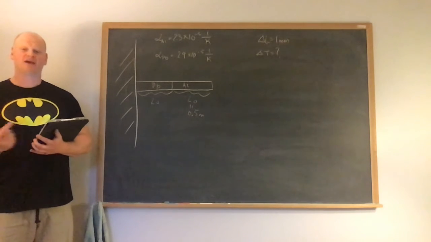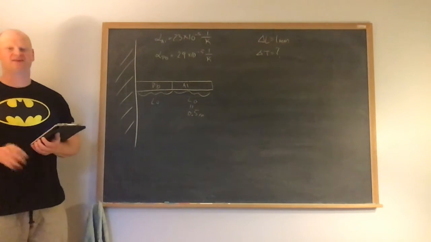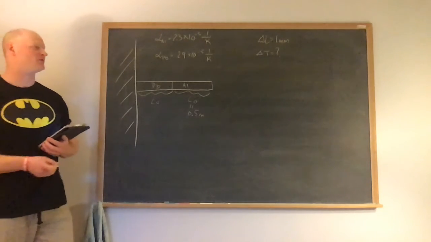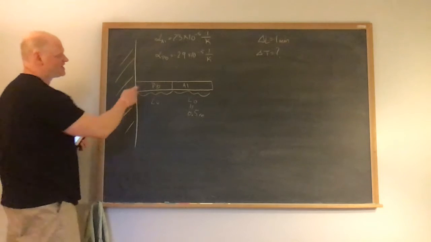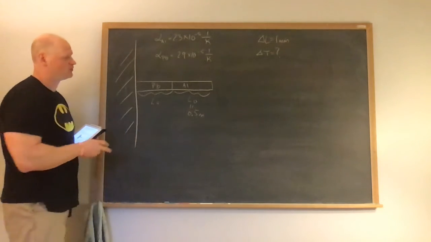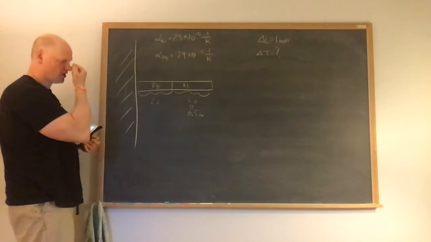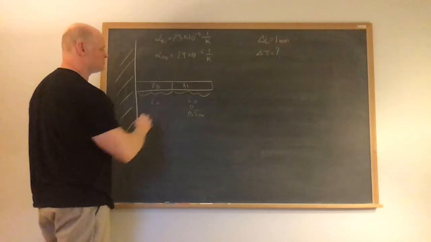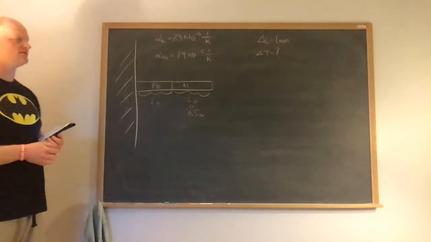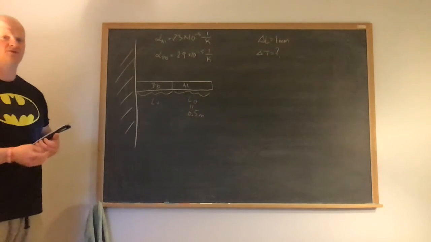So now that we've seen thermal expansion, let's do an example of thermal expansion. Basically here what I have is a wall, and attached to that are two pieces of metal which are attached directly to each other, where one is lead and the other one is aluminum. Initially these two start off with exactly the same length, which we're going to call L0, our initial length.